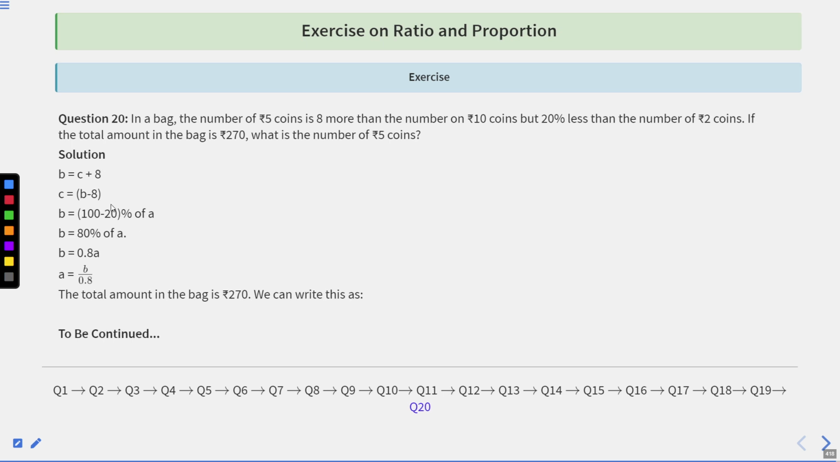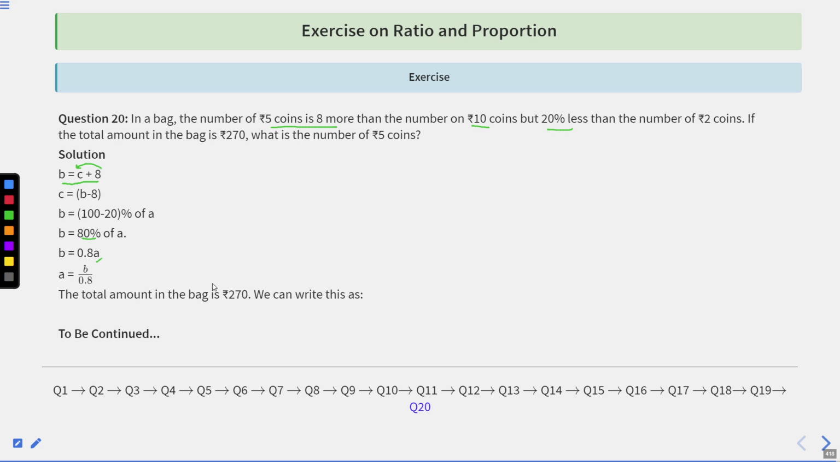In the question, it is given that the number of 5 rupee coins is 8 more than the number of 10 rupee coins. That means B equal to C plus 8. And C is equal to B minus 8. We have just sent this 8 to the other side. It is also given that B equal to 100 minus 20% of A. So B will be 80%, because it says 20% less than the number of 2 rupee coins. So B is equal to 0.8A. So B is related to C and B is related to A.